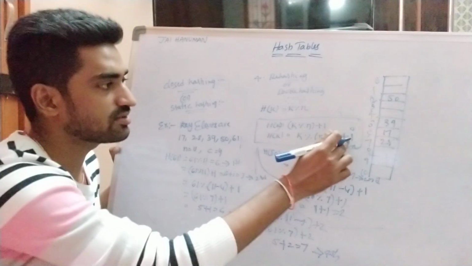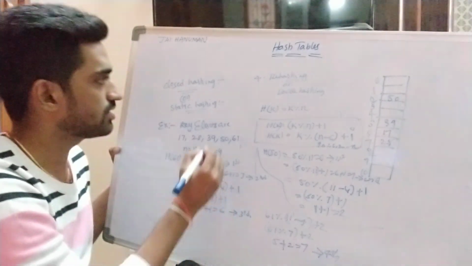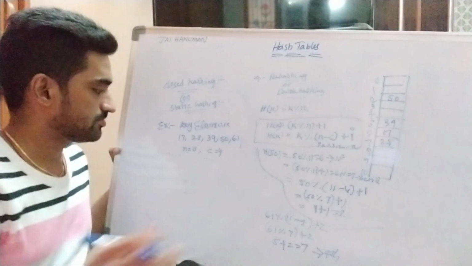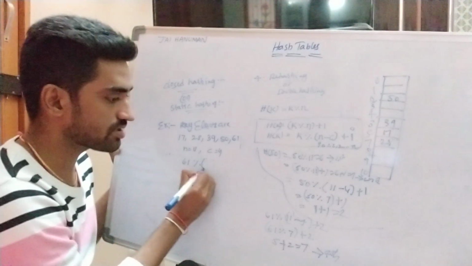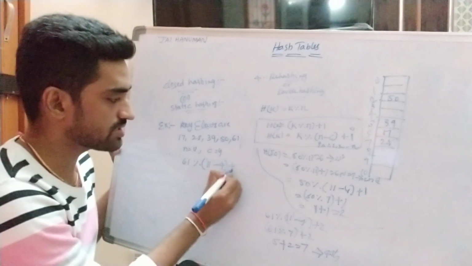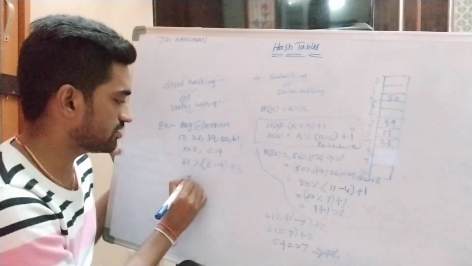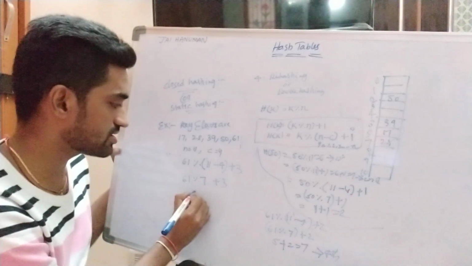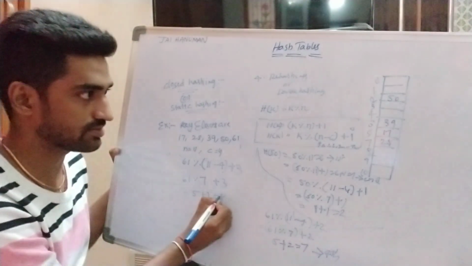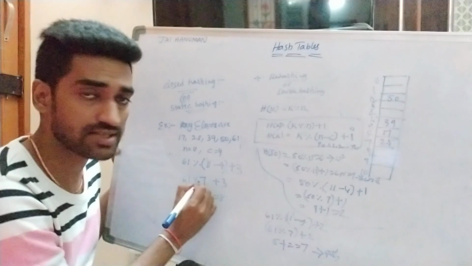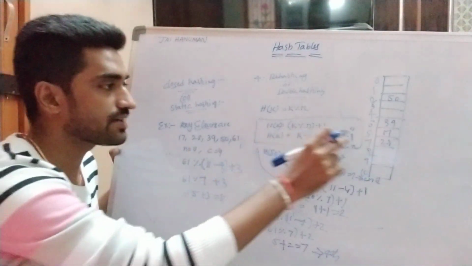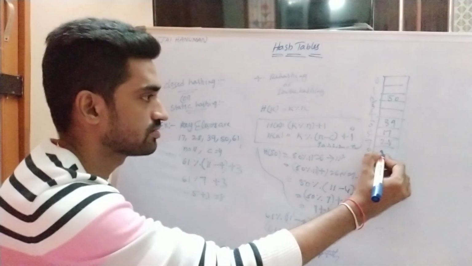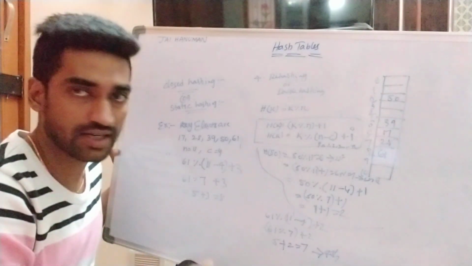Again we are applying the second formula, I is equal to 3, right? So here 61 modulo division of 11 minus 4 plus 3. 61 modulo division of 7 plus 3. So 61 modulo division of 7 means 5 plus 3, which is equivalent to 8. So 8th position is vacant position, no collision is occurred. So that's why directly 61 is added to the 8th position of the hash table. Now hash table becomes like this, right?